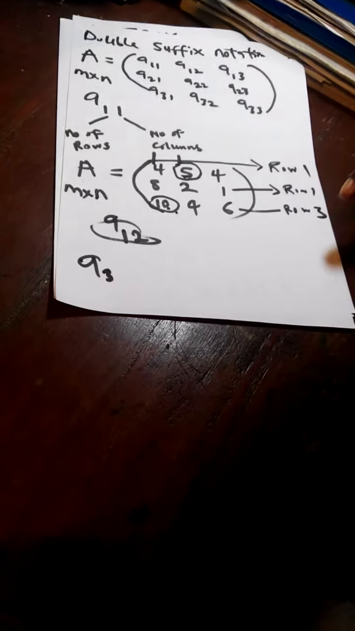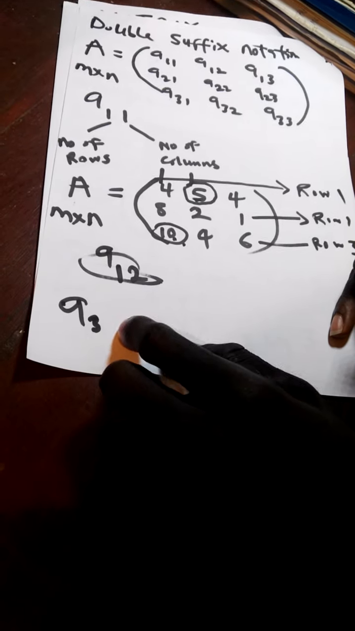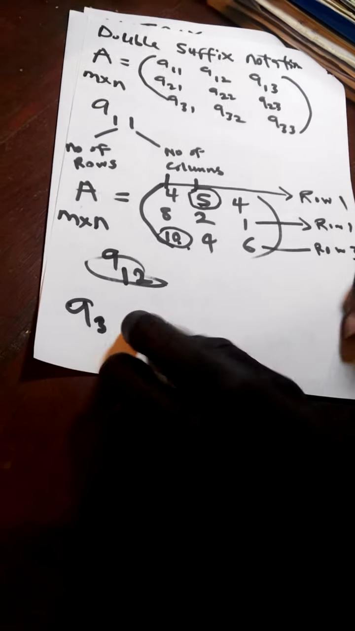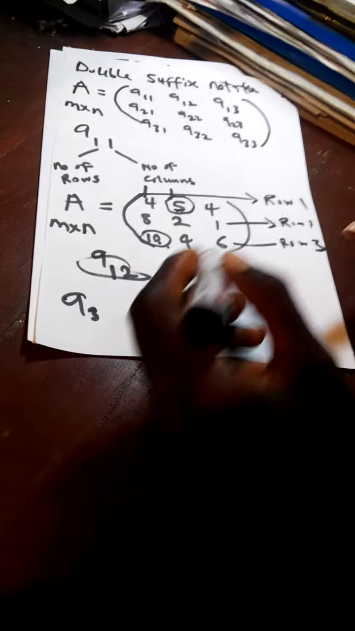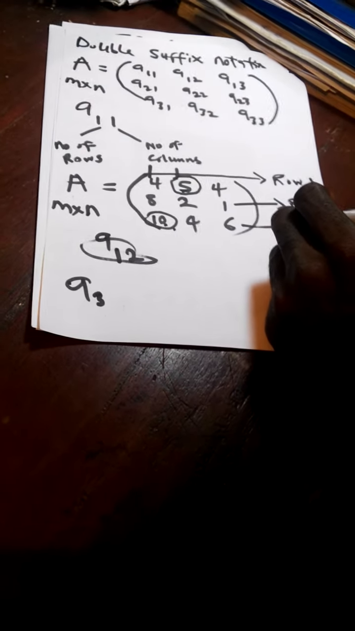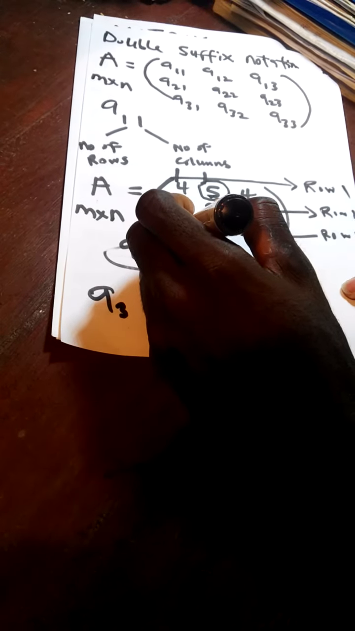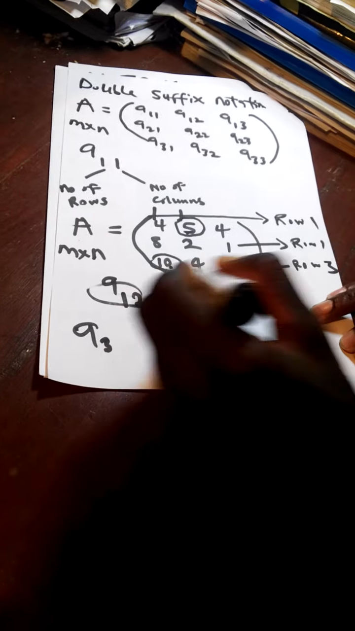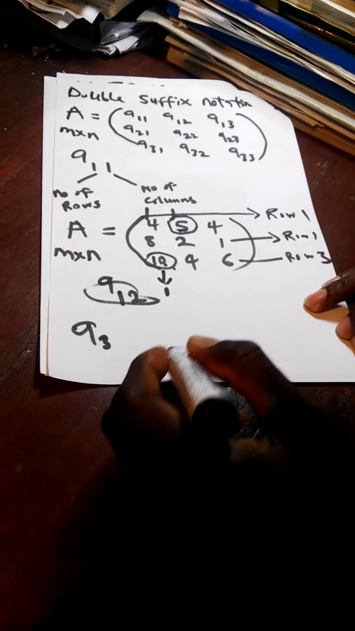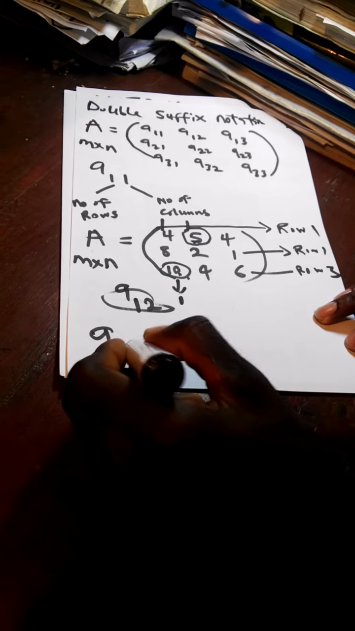Now, note that you must always write the number of rows first before you write the number of columns. You understand? You must write the number of rows first before writing the number of columns, so that it will be orderly. That is the law. So that you won't make any mistakes. Now, I've got the row. The column of element 10 is the first column, which is 1, which is A31. That is why this A31 is here.